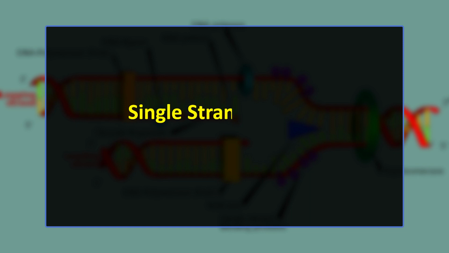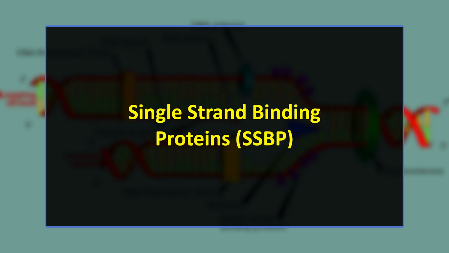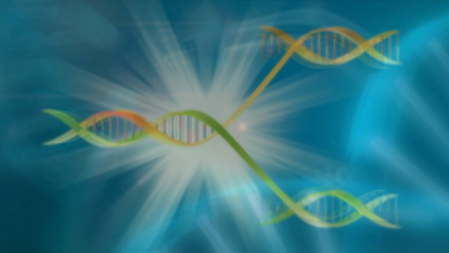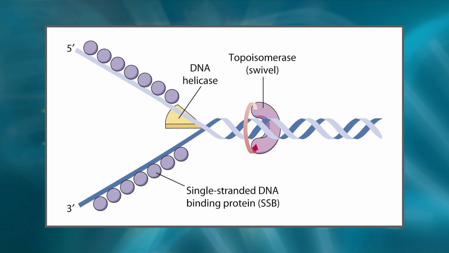Dear students, let's now discuss single-stranded binding protein, that is SSBP. The single-strand binding proteins are DNA binding proteins that bind to single-strand DNA to facilitate DNA replication. Single-strand binding proteins prevent the hardening of strands during DNA replication. They also protect strands from nuclease degradation and prevent the rewinding of the DNA.